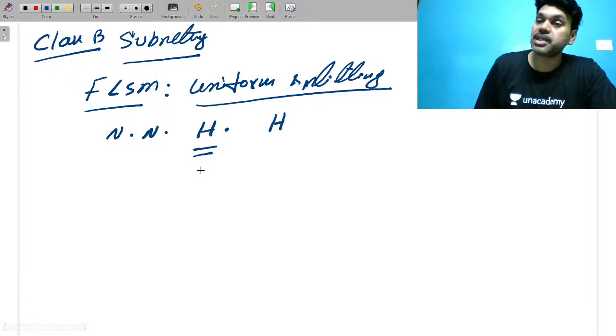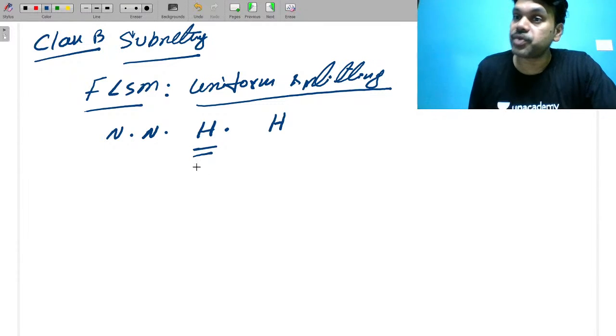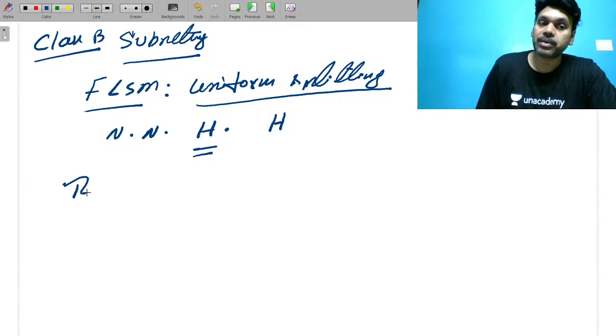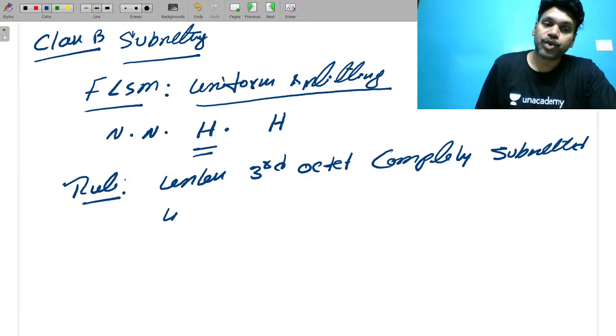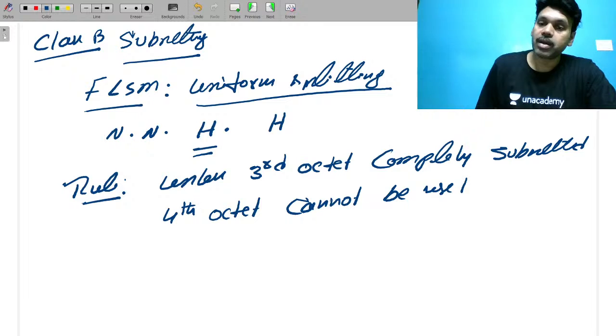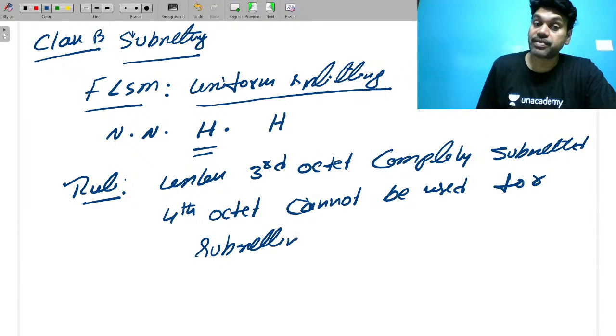Unless the third octet is completely subnetted, you cannot subnet the fourth octet. This is a very important rule. Unless the third octet is completely subnetted, the fourth octet cannot be used for subnetting. They are invalid according to FLSM.